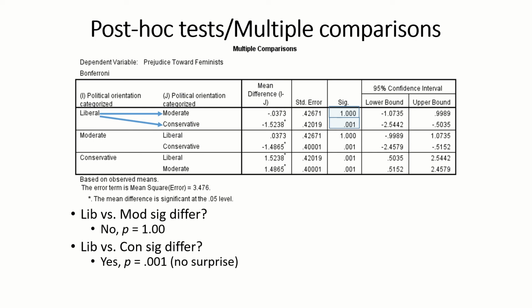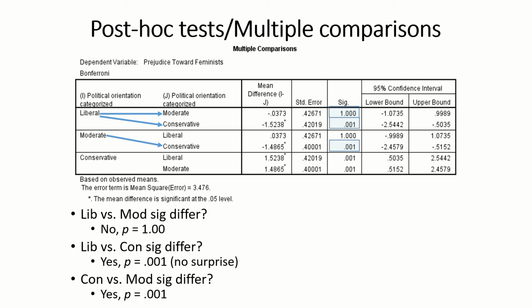Now for our last comparison. We've compared liberals to moderates, and liberals to conservatives. Now we need to compare conservatives to moderates, or moderates to conservatives. As we make our way down here, we'll compare moderates to conservatives, and we go over and see that the p-value is equal to 0.001. Just as for the liberal-conservative comparison, the p-value of 0.001 is significant, so the p-value for the moderate-conservative comparison is also significant. Conservatives and moderates also significantly differ.